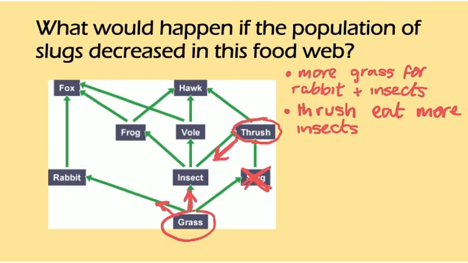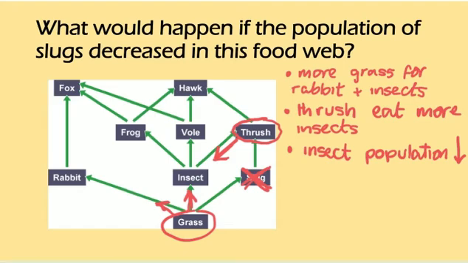And that means the population of insects is going to decrease because there are 3 different things eating insects, but now there's more thrushes eating them. So insect population decrease. Okay, so I've done an arrow there for decrease. And if there's less insects to go around, that means that the vole, the frog, the hawk, and the fox will all be affected because the thrush are now eating more insects.